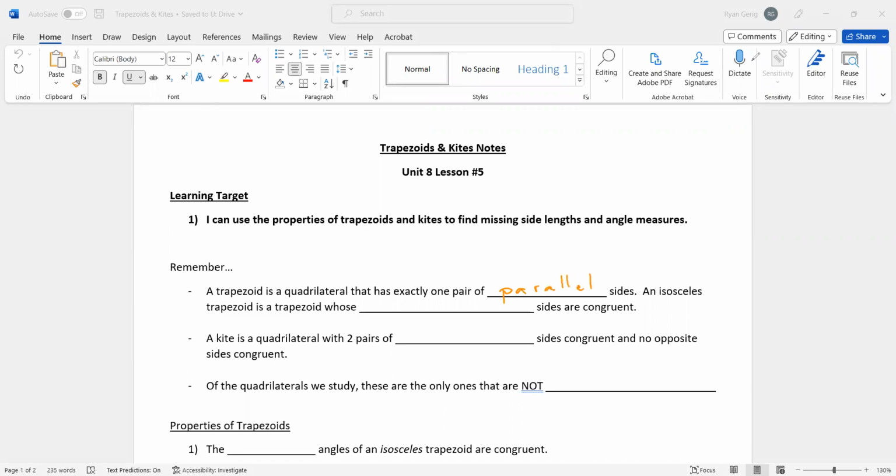An isosceles trapezoid is a trapezoid whose non-parallel sides are congruent. A kite is a quadrilateral with two pairs of adjacent sides congruent and no opposite sides congruent. Of the quadrilaterals we study in this unit, these are the only ones that are not parallelograms.